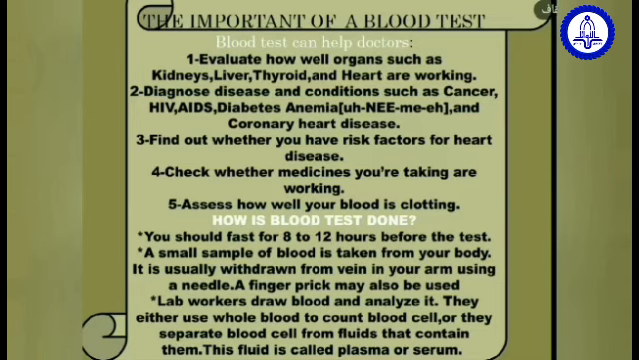How is a blood test done? You should fast for 8 to 12 hours before the test. A small sample of blood is taken from your body. It's usually withdrawn from a vein in your arm using a needle. A finger prick may also be used. Lab workers draw blood and analyze it. They either use whole blood to count blood cells, or they separate blood cells from the fluid that contains them. The fluid is called plasma or serum.